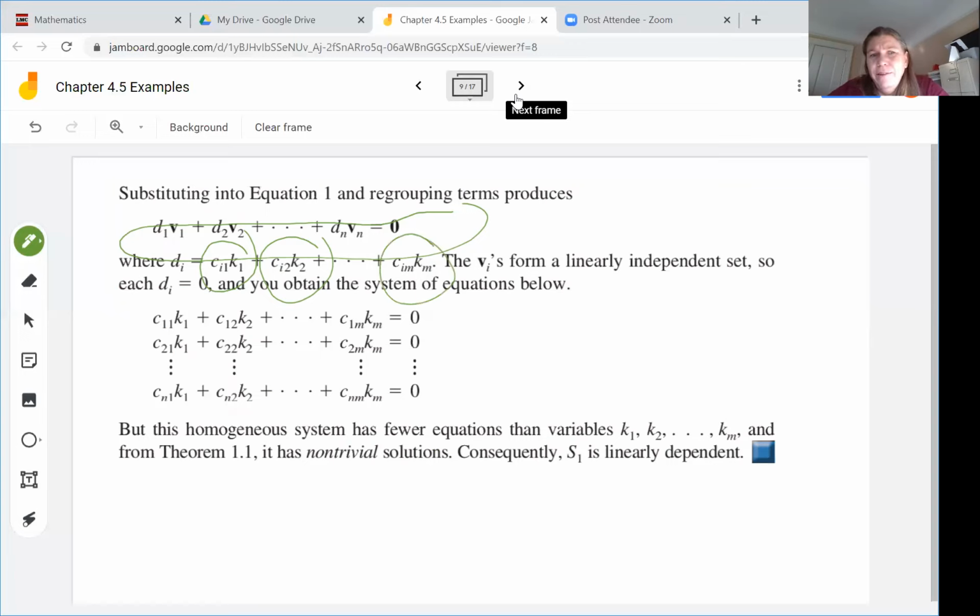Okay, so the vi's, we know, form a linearly independent set. So each di equals 0, and you get this system of equations down here where the coefficients, the c's multiplied by the k's, are all equal to 0.